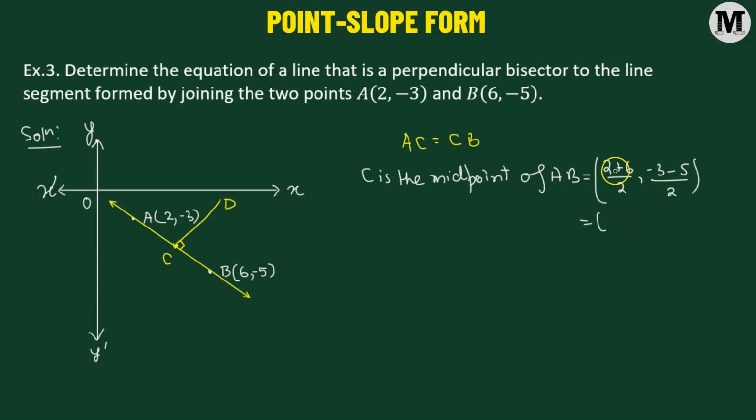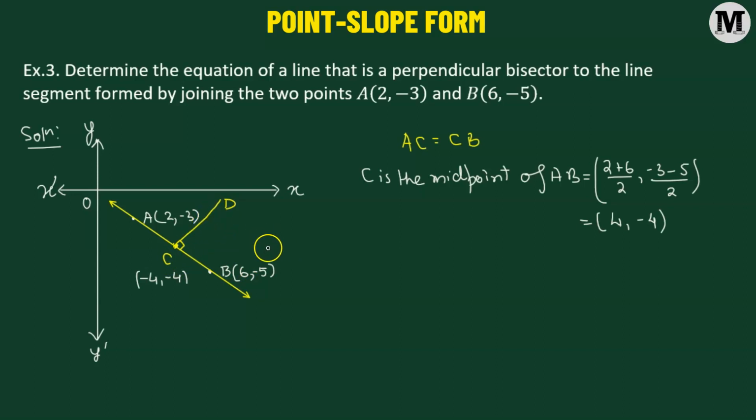So that's going to give us, we have 2 plus 6, that's 8. 8 divided by 2, that's going to be 4. -3 plus -5, that's -8. -8 divided by 2 is going to be -4. So that means the coordinates of point C are (4, -4). Fine. Now that we have the point C, our next task will be to obtain the slope of line CD.